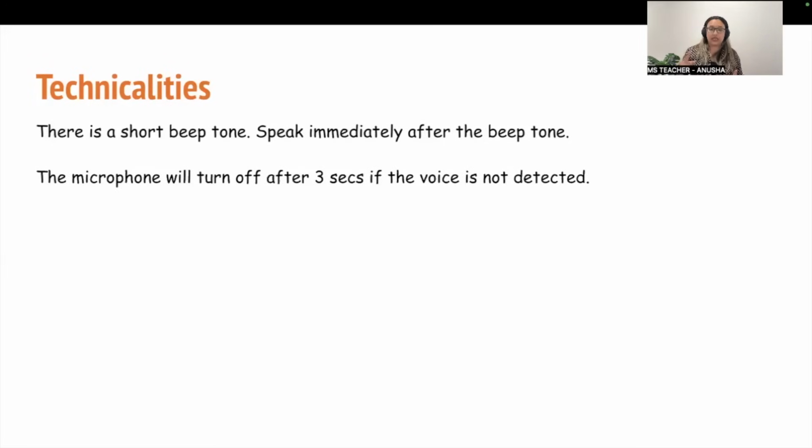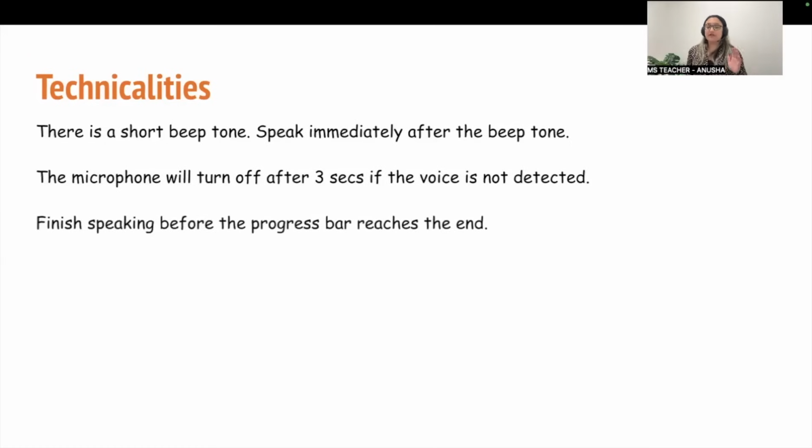If you don't speak immediately after the beep tone and you wait for about 4 or 5 seconds before speaking, the microphone will turn off automatically and your voice will not be detected. Your answer will not be recorded. Okay, so speak before 3 seconds. I would say speak right away. Do not wait. Finish speaking before the progress bar reaches the end.